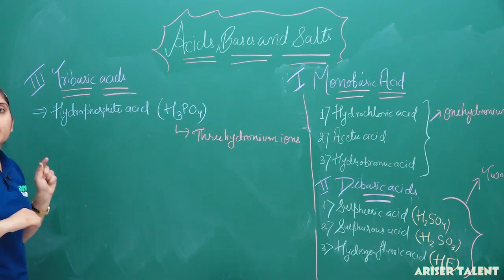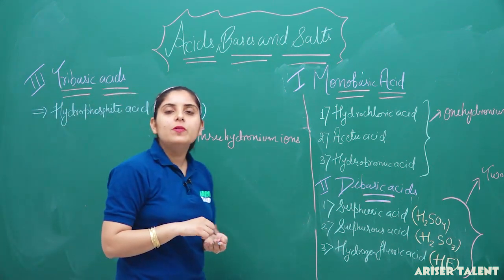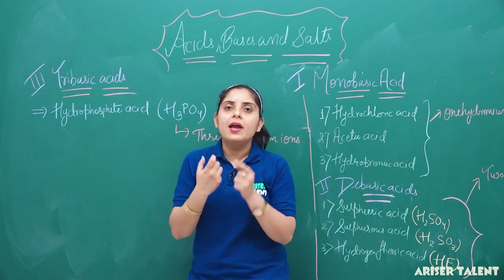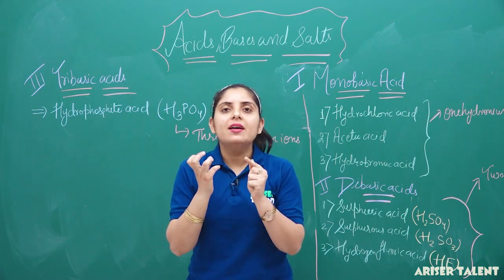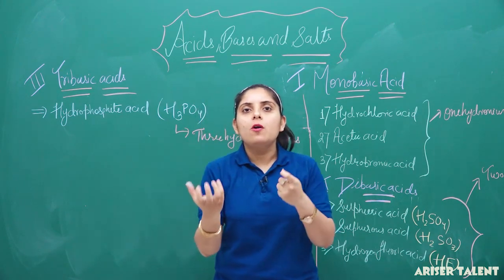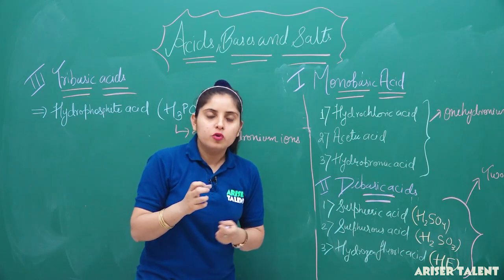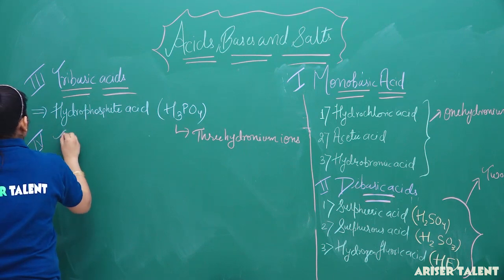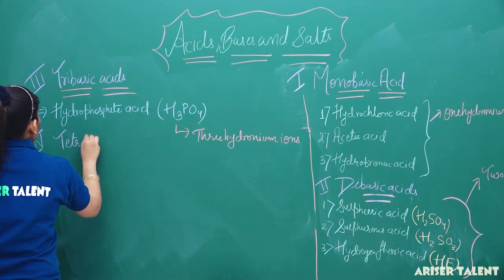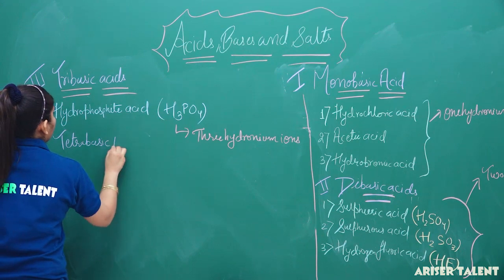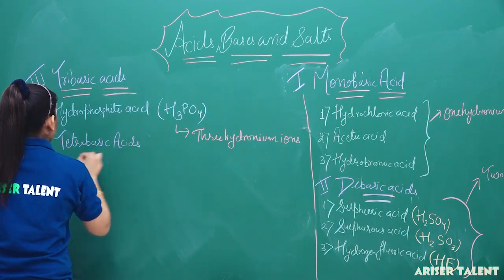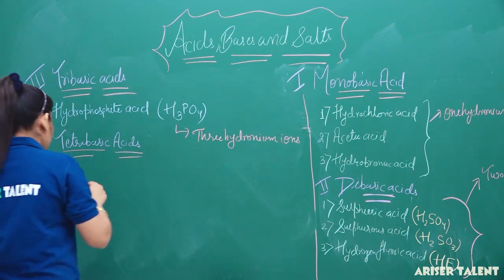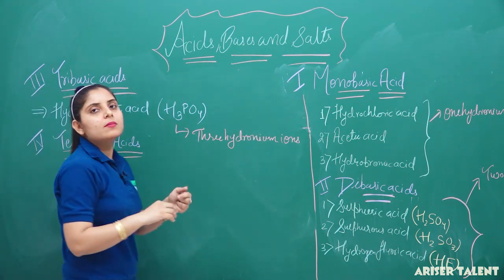Now we are moving to our last category of the acids, that is the fourth one. The fourth category of the acid is tetrabasic acids. As I have already told you, tetrabasic acids have a tendency to dissolve the acid completely in their aqueous solution. So they have a tendency to dissolve in the aqueous solution.